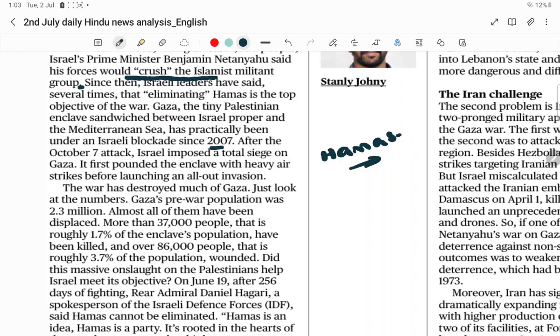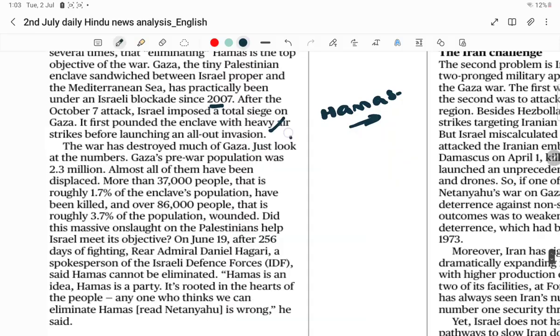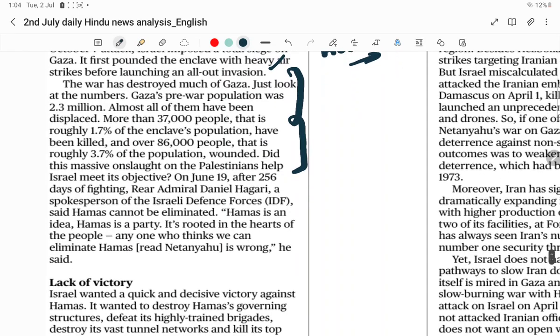After the October 7th attack, Israel imposed a total siege on Gaza. It first pounded the enclave with heavy airstrikes before launching the all-out invasion. Here they are talking about how many people got affected and all the things.